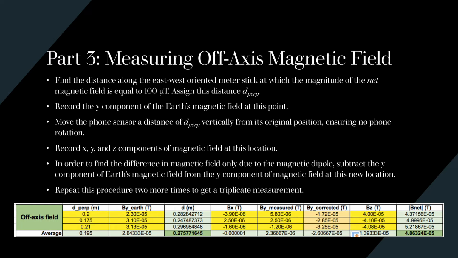The third part was to measure the off-axis magnetic field. I did this by finding the spot where the net magnetic field was equal to 100 microteslas. I assigned this distance to dperp. Then I took that same distance along the east-west direction, and I moved my phone up the same distance in the north-south direction. Then I recorded the X, Y, and Z components of the magnetic field in that spot and put it into the Excel document.